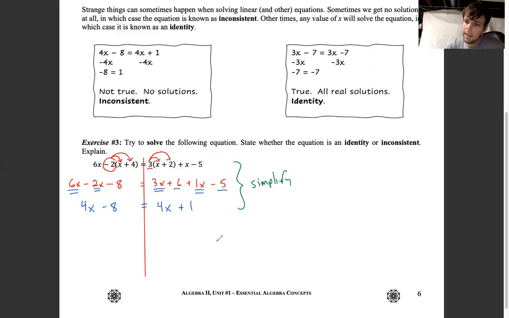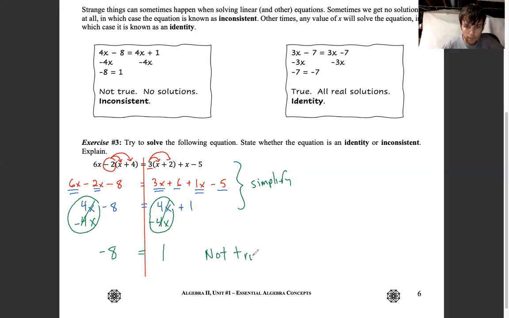Again, my recommendation is to start with your variable, try to get that on one side. So I want to cancel one of these out. Let's go ahead and get rid of this one. So I'm going to subtract 4x to make that a 0 pair. I'm going to subtract 4x here, but that's going to make another 0 pair, right? I'm going to get rid of all of my x's. I'm going to be left with -8 equals 1. This statement right here is not true, right? -8 is not equal to 1.